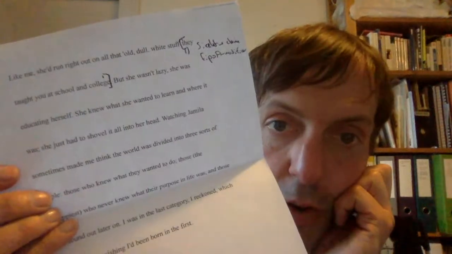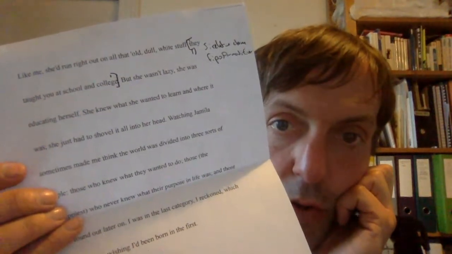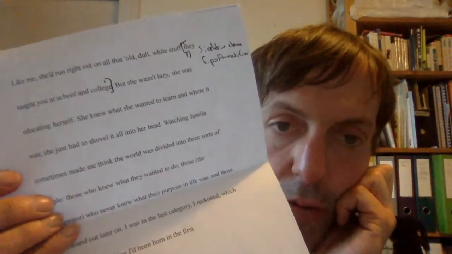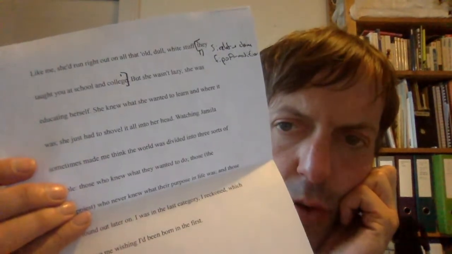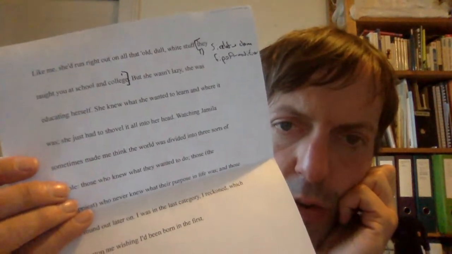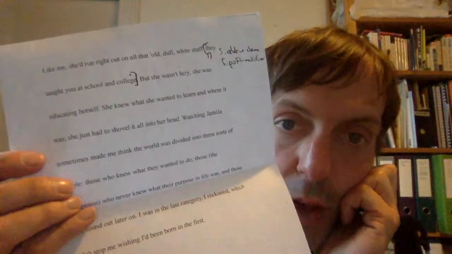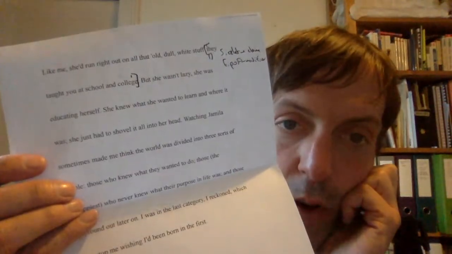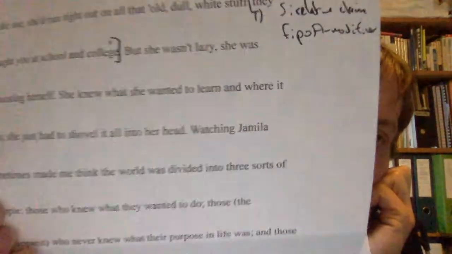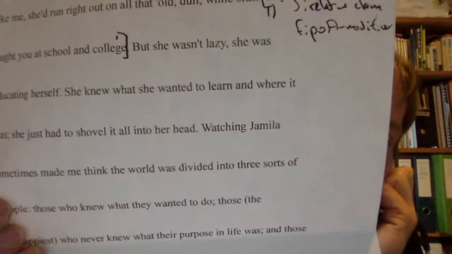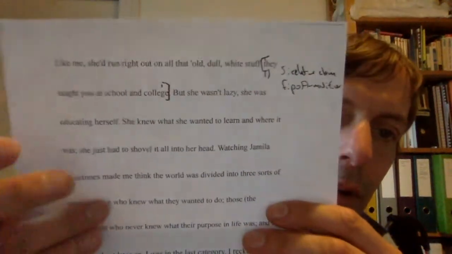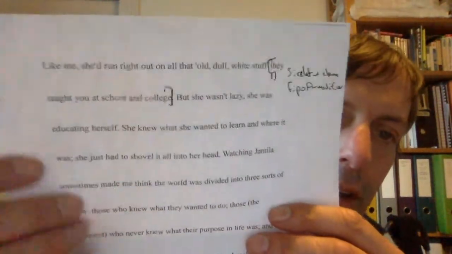Now let's look at the first one. She knew what she wanted to learn and where it was. She just had to shovel it all into her head. Okay, fine. So we can go along one step at a time. Let's look at the first half of the sentence, because notice we have two coordinated things. We have she knew what she wanted to learn and where it was. Coordinated, we have our semicolon, right here.